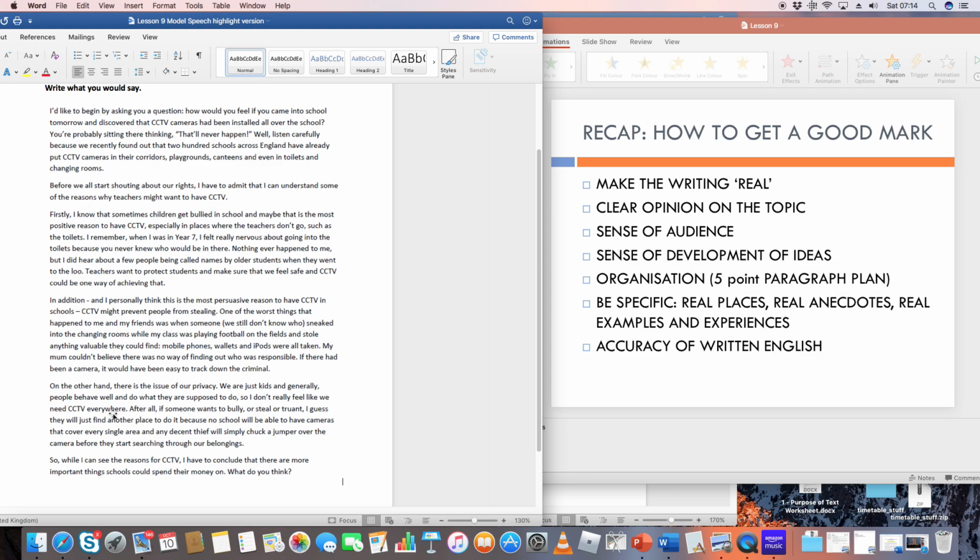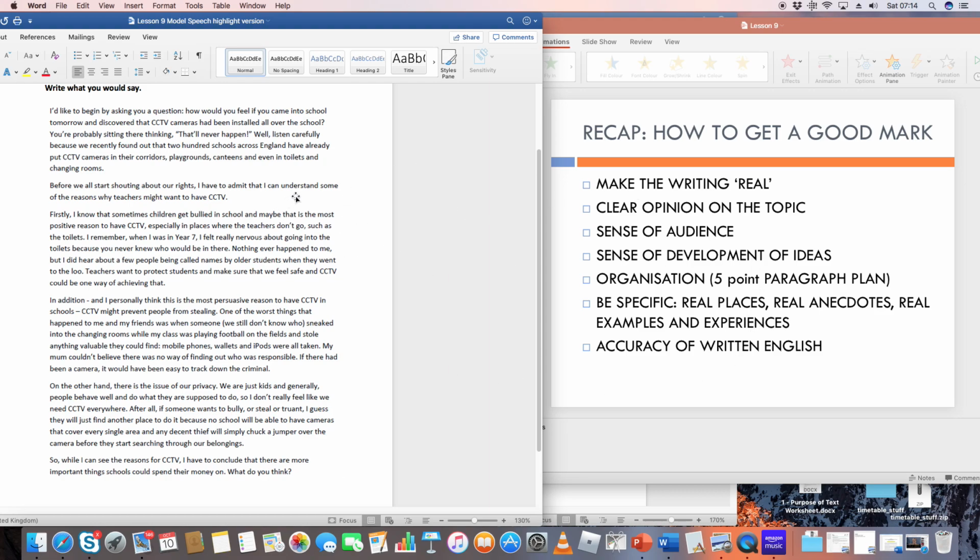Firstly, in addition, on the other hand, so it's clear points of view. It's got specific, real places. So you've got the example here. I remember when I was in year 7, so real anecdote, I felt really nervous about going, didn't know who would be there. I did hear one of the worst things that happened to me. Yeah. So, you've got those real examples, real experiences, and I think that's why it works.